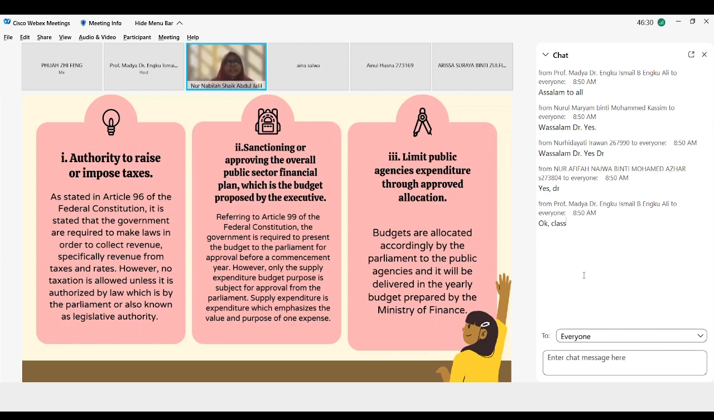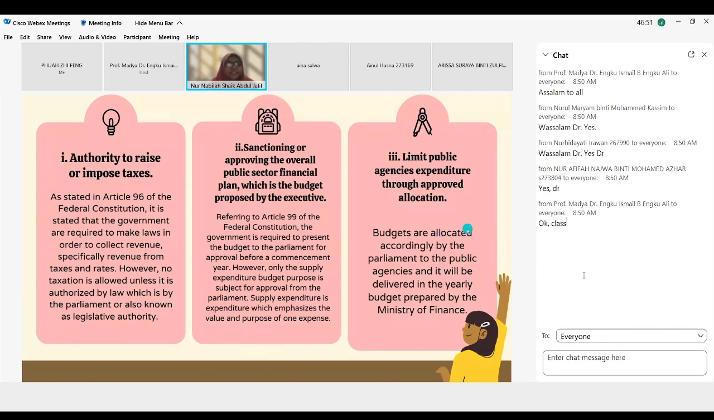Number 3, limit public agency expenditure to approved allocation. As stated before, the Ministry of Finance will deliver the prepared yearly budget in the Parliament, and this budget will include the allocation that has been divided accordingly among the public agencies.